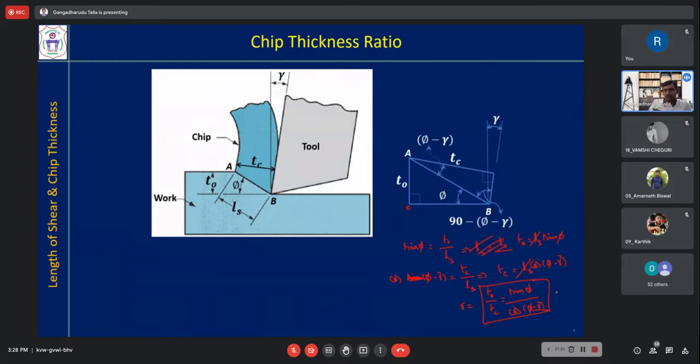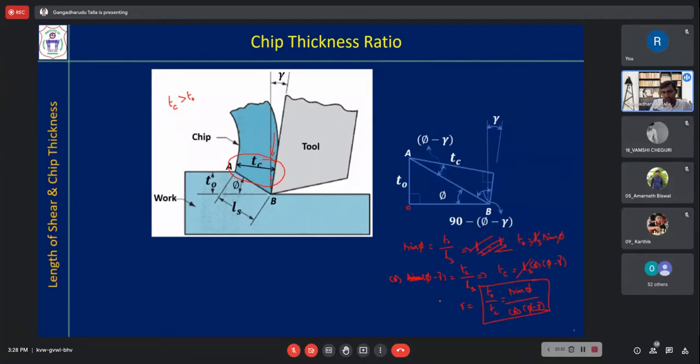Now the chip thickness ratio is less than 1. It will always be less than 1 because the cut chip thickness TC is always greater than T0. Why? Because some bulging of the material is taking place, the length will decrease and its width will increase because of friction. Also, it is trying to push this material downward and it is increasing the width of this area. So that's why TC is always greater than T0.